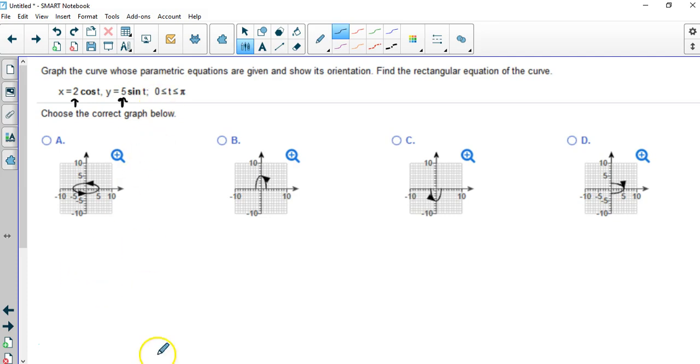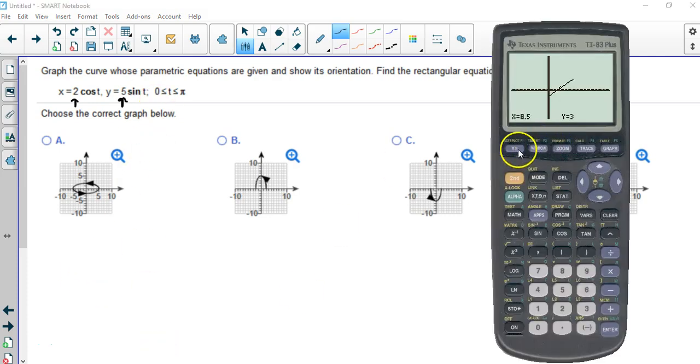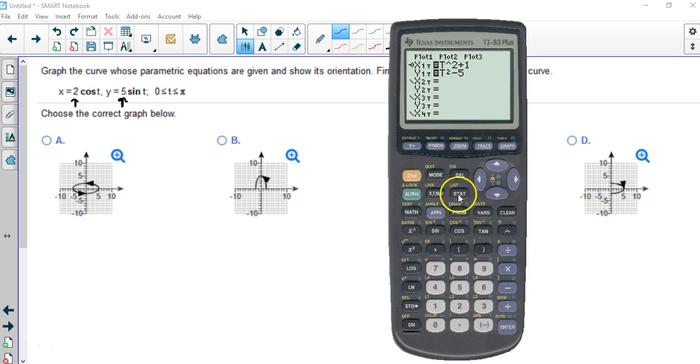And I have my calculator to do some of the heavy lifting for me. I'm going to make sure I'm in radian and put in 2 cos t and get that little extra 1 out of there. 5 sine t.